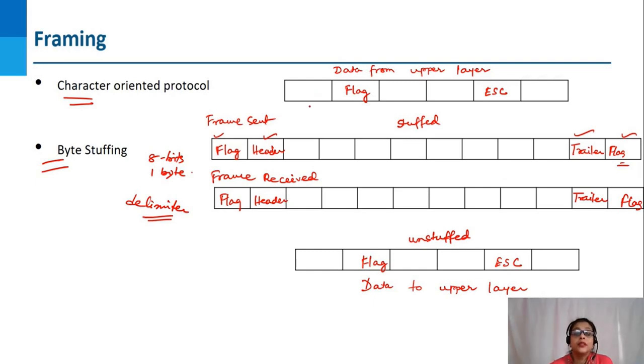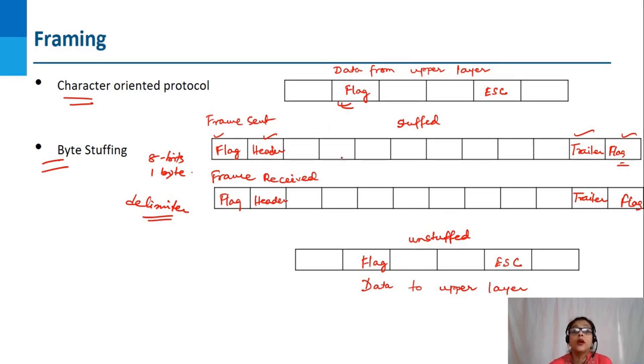But what happens if the data itself from the upper layer consists of some flag-like byte? Then the concept of byte stuffing is introduced. Because if the receiver is in the middle of the frame, accessing the frame, and it sees that there is a flag byte, then it understands that this is the end of the frame.